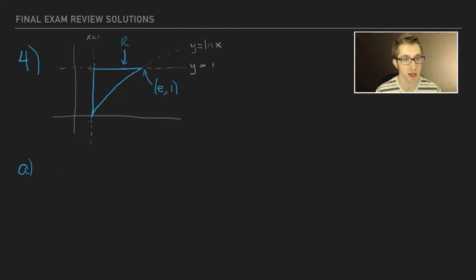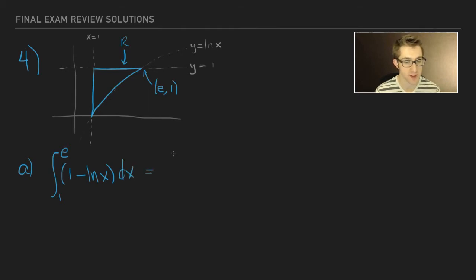The area is going to be an integral of the top function, which is y equals 1, minus the bottom, which is y equals ln x. As for the bounds, I've already written in here the point where the natural log of x is equal to 1 is at e, so that's the upper limit of my bound. The lower limit is, of course, 1, because that's the x-coordinate where this region starts.